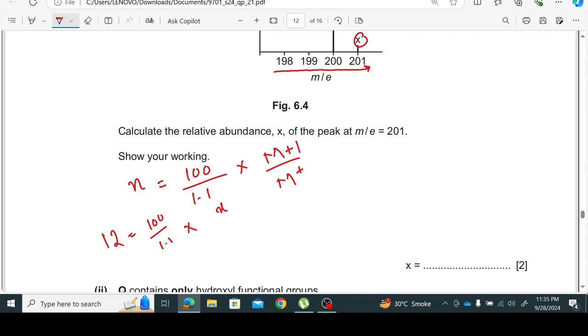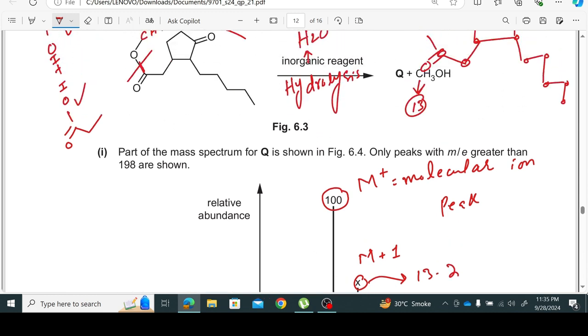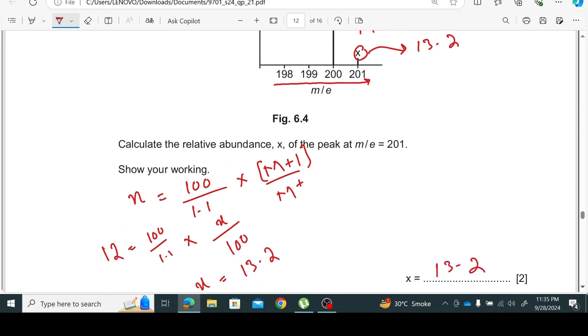It is your X, the M plus 1 peak. X over M positive, and M is given as 100. So when you solve it, you will get the X value, that is, X is 13.2. It is 13.2. This X is actually this carbon 13. You can say it is from methanol.